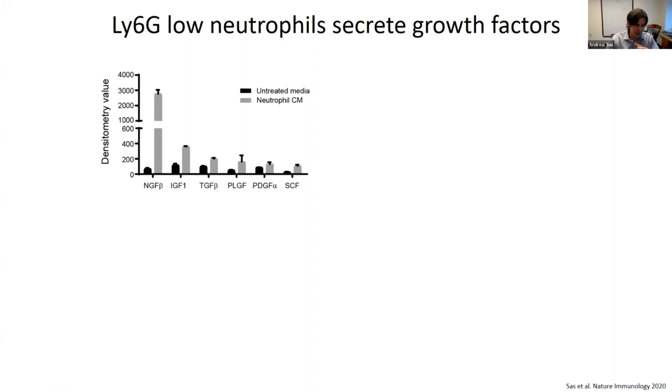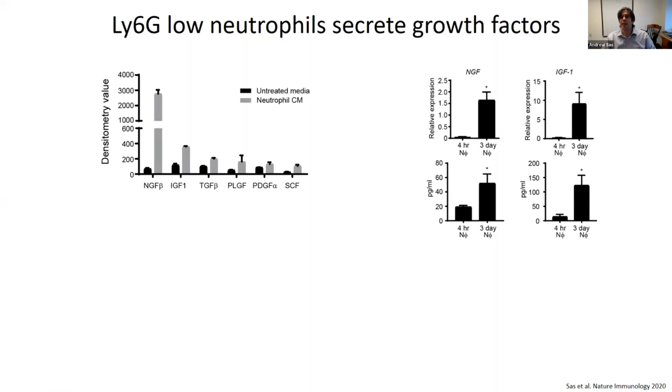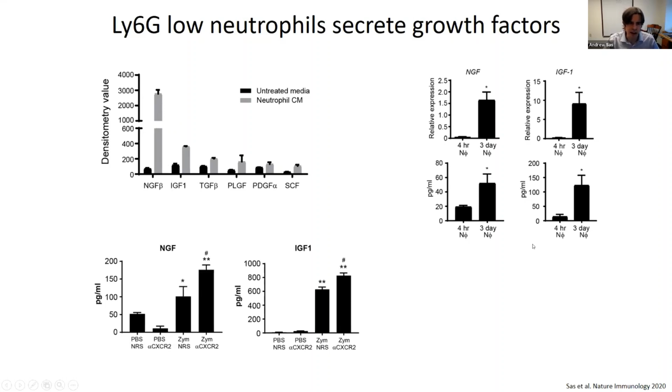So I did a growth factor array on the media and found that it contained high levels of NGF and IGF-1, also TGF-beta. There were other growth factors also present in the media. I then did PCR, looking at the transcript level in those Ly6G low 3-day neutrophils compared to the 4-hour neutrophils, and found that NGF and IGF-1 were highly expressed by these neutrophils. I also did ELISAs quantifying the amount of NGF and IGF-1 in that supernatant, and found that these neutrophils were producing growth factors.